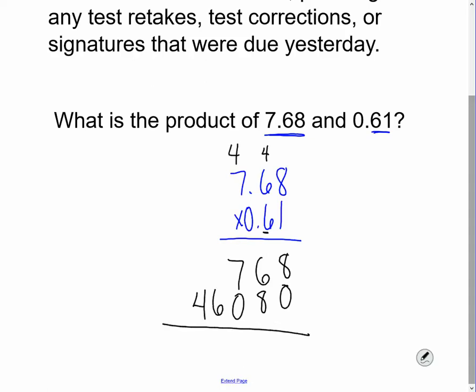All right, your next step is going to be to add these numbers. So we're going to get 8 plus 0 is 8. 6 plus 8 is 14. Carry your 1. 7 plus 1 is 8. We have 6 in the 4.